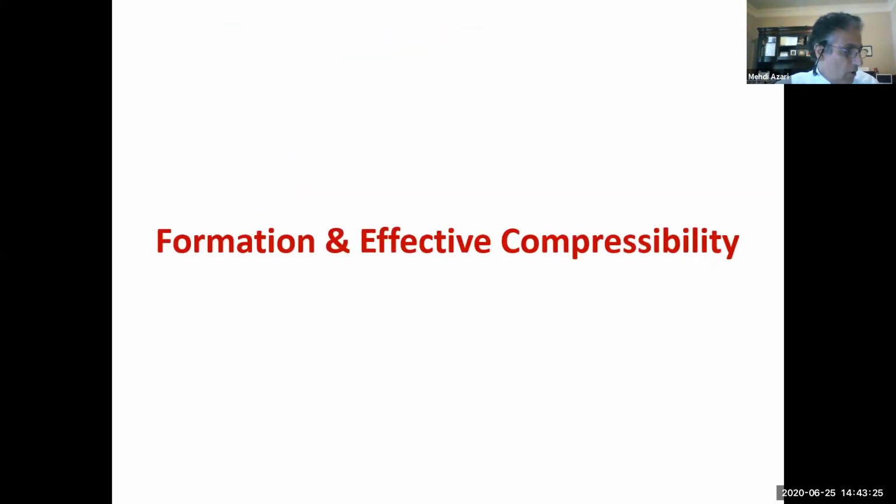Formation compressibility and effective compressibility. So we talk about the oil, we talk about oil, gas condensate, gas, water. Now let's talk about formation a little bit.